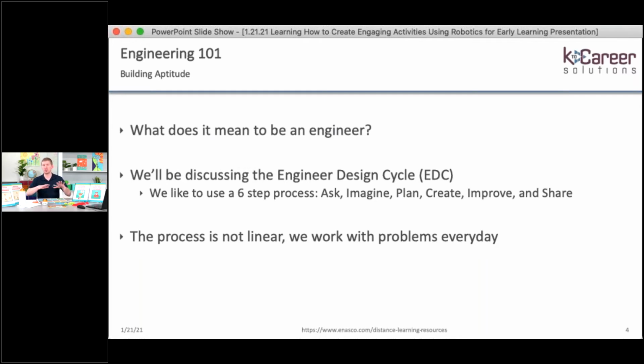So engineering is all around us, and when we define engineering, we have to really be honed in onto that definition and understanding that it does touch everything in our lives, from what we do and what we use, especially with technology. So we'll be discussing the engineer design cycle, also known as the EDC. Now, there's other names out there: engineer design process.